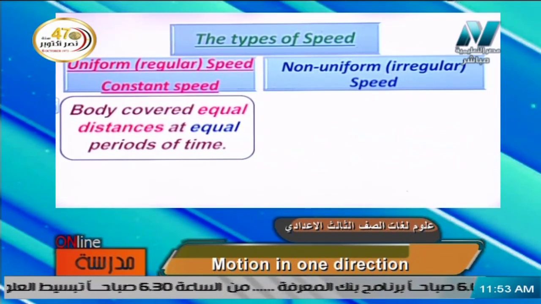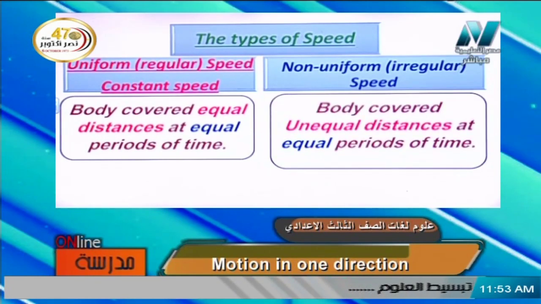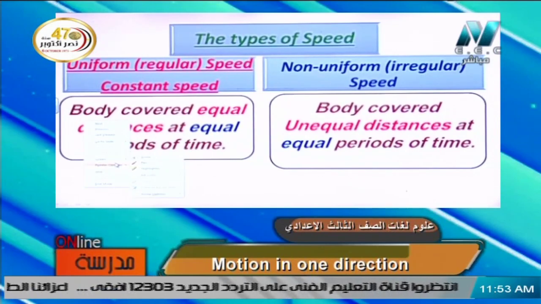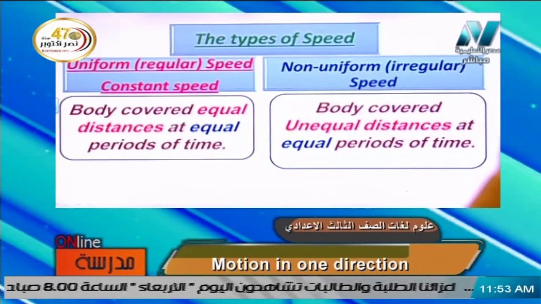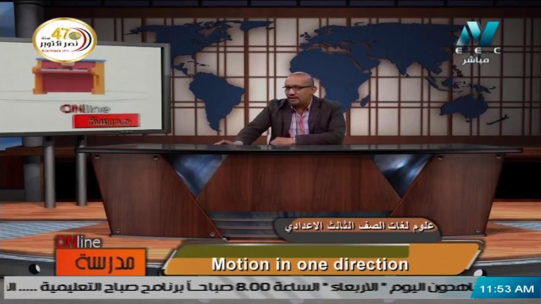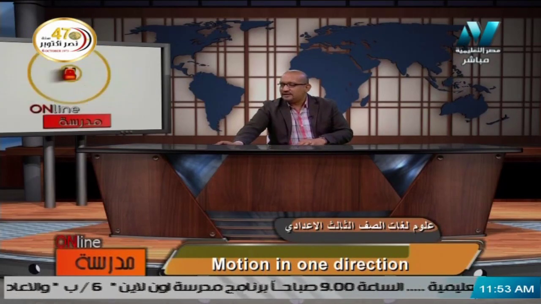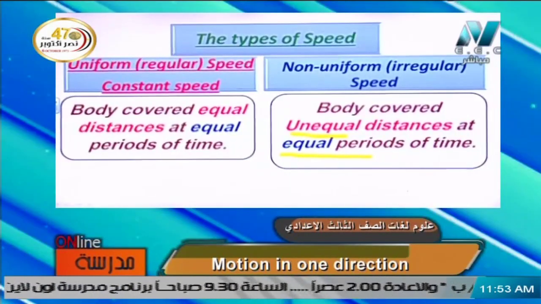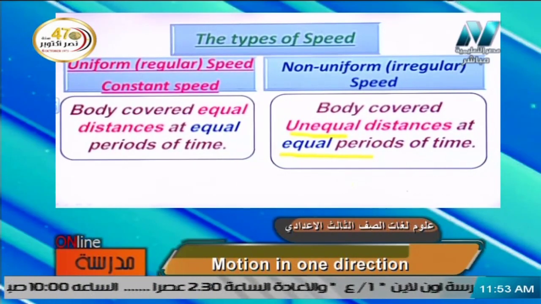Another type is non-uniform or irregular speed, which means a body covers unequal distances at equal periods of time, or vice versa. Why vice versa? Because here we can use equal instead of unequal, and here we will use time as unequal instead of equal. So we can say equal or unequal distances at equal periods of time, and vice versa. Okay.